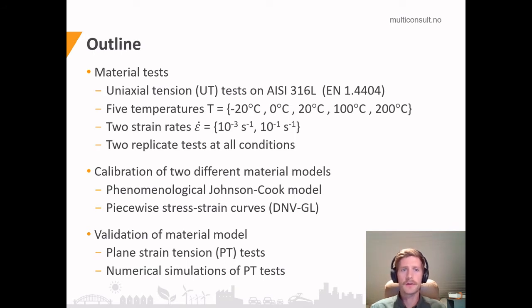The study consists of 3 parts. In the first part, we carried out uniaxial tension tests at 5 different temperatures ranging from -20 to 200 degrees Celsius. We studied 2 different strain rates, 10^-3 and 10^-1 per second, and we did 2 replicate tests at all conditions. In the second part, we calibrated 2 different material models, one phenomenological Johnson-Cook model and one model consisting of piecewise stress-strain curves. In the third part, we validated the material models with plane strain tension tests, and we carried out numerical simulations of these tests.